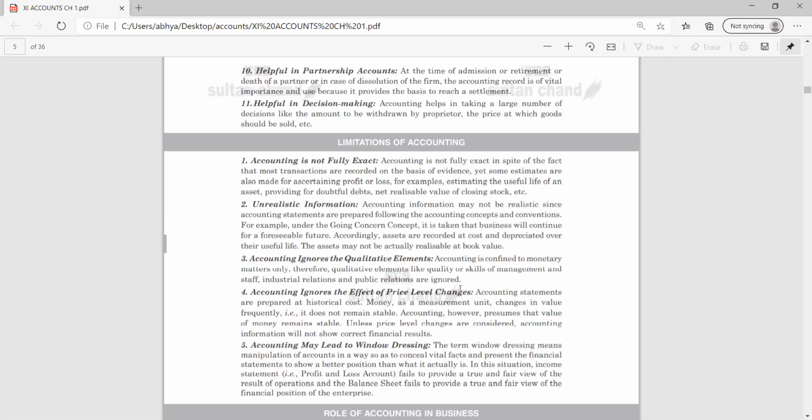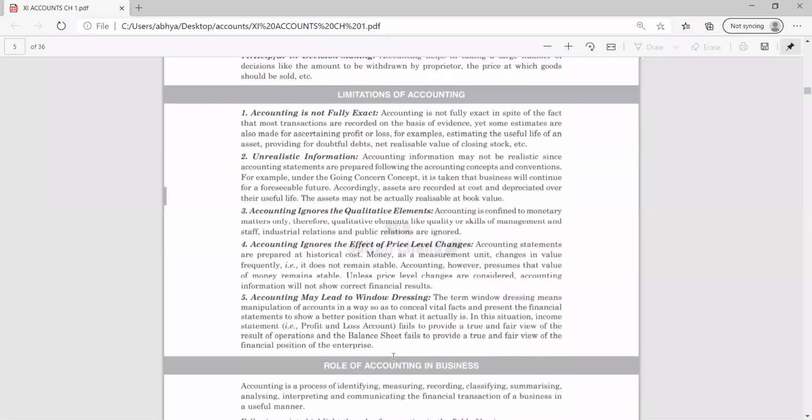Then it ignores the effect of price level changes due to the principle of historical cost. All the assets are recorded at cost price only. It may lead to window dressing. Window dressing means manipulation in the accounts to show a better picture so that the investors and the other parties are attracted towards our business.